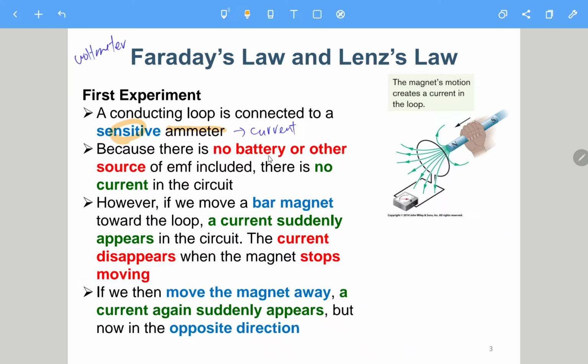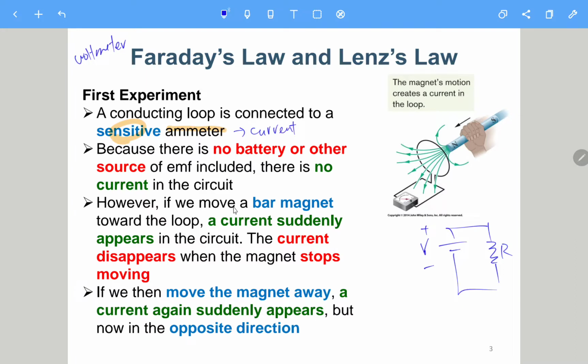Okay, so because there is no battery or other source of EMF induced, there is no current in the circuit. So in a previous chapter, like chapter 26, we know that if we have a resistor here, then we should have a battery to provide some potential difference so that there will be current. But here we don't have any battery. So initially, without considering this magnetic bar, there will be no current going through this loop.